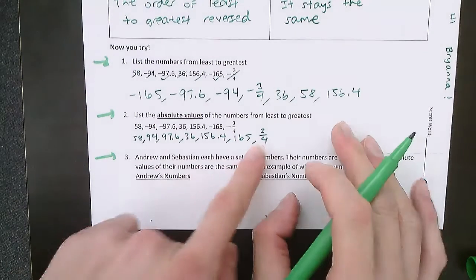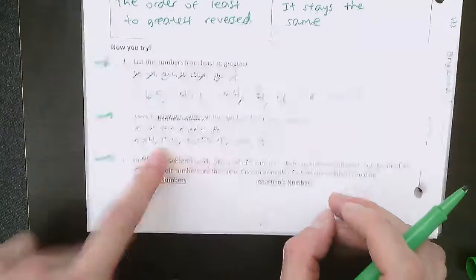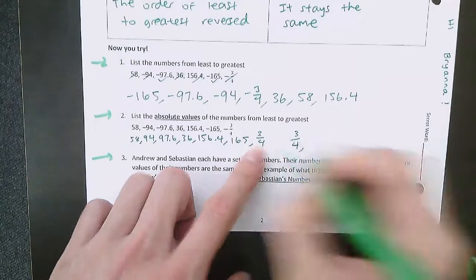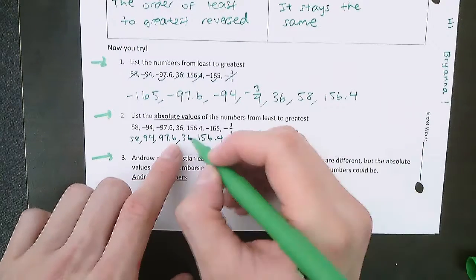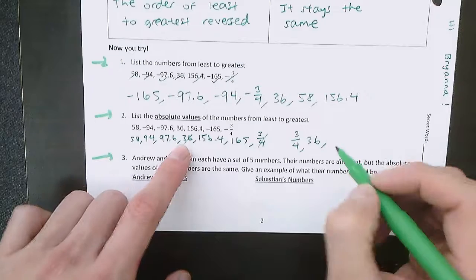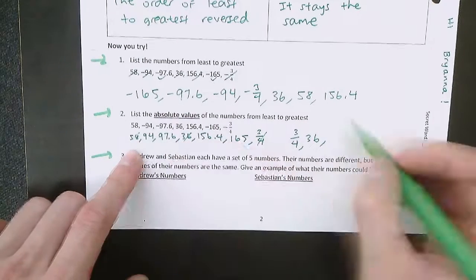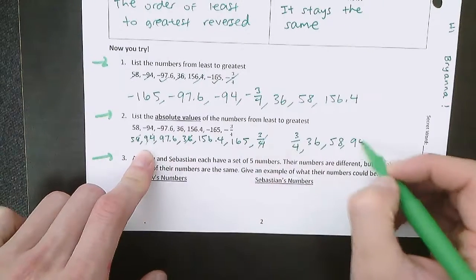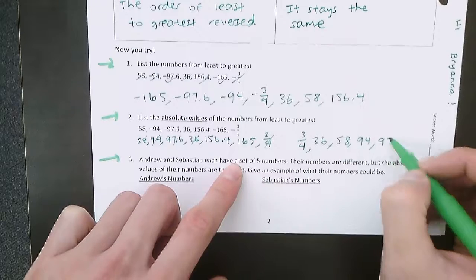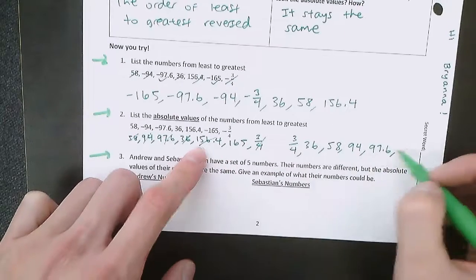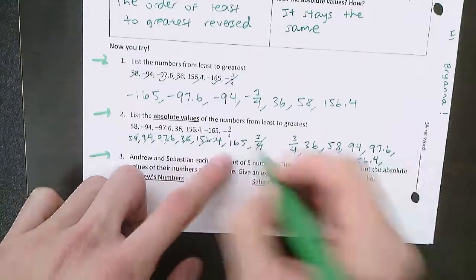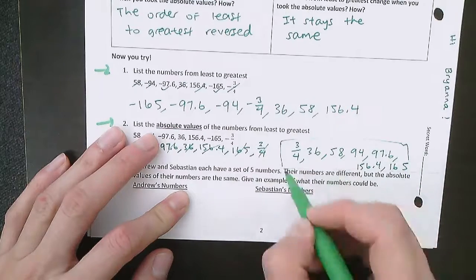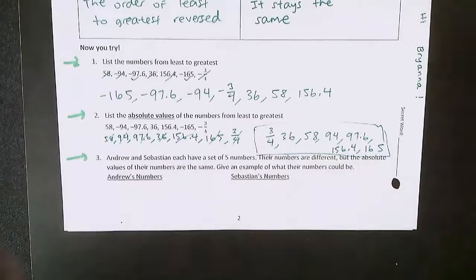Now I can easily just look at this set of numbers and put this in order. So the smallest is going to be the closest to 0, 3/4. Then as we get bigger, then we get to 36. Then as we get bigger, then we get to 58. Getting bigger, then we get to 94. Then 97.6. Then 156.4. And then 165. Okay, and there's our answer right here. Okay, if you got that on your own, 3 gold stars for you.